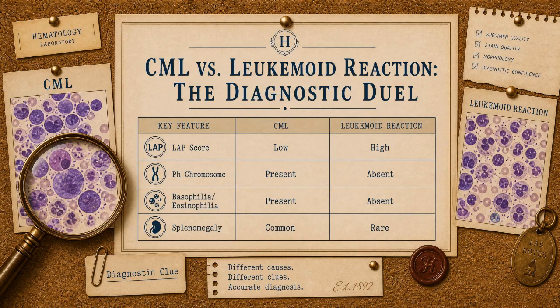Understanding these differences is not just academic, it directly impacts patient care. Your careful observation and accurate reporting are crucial in guiding the clinical team to the correct diagnosis and ensuring the patient receives the appropriate treatment. With that, let's transition to our next MPN, polycythemia vera.